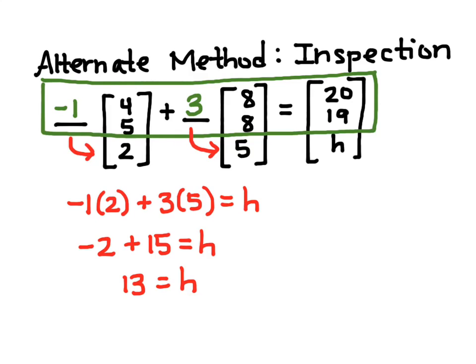So either method works. Inspection saves time if it's an easy one to see, but they're not always easy. And so row reducing is your method that will always work.